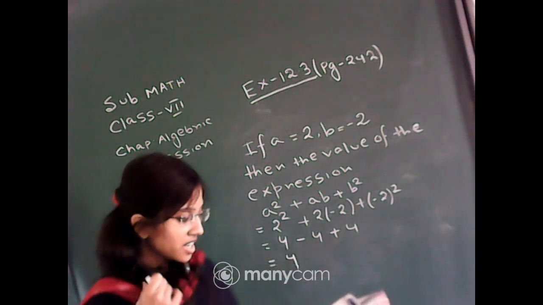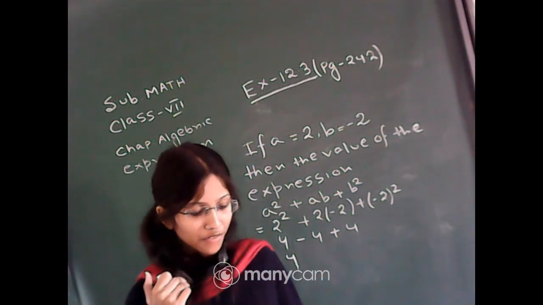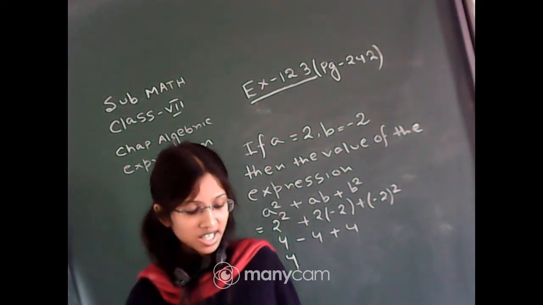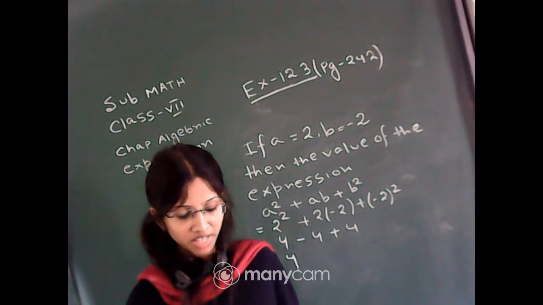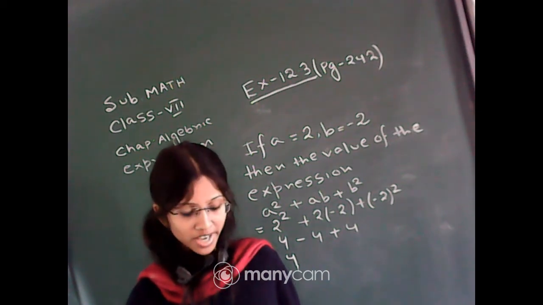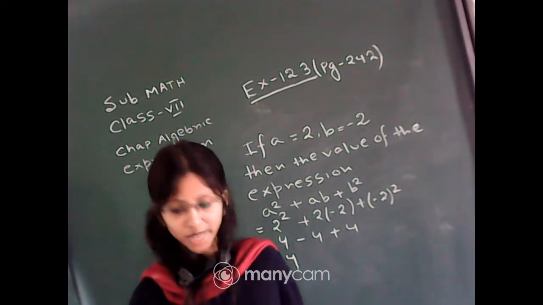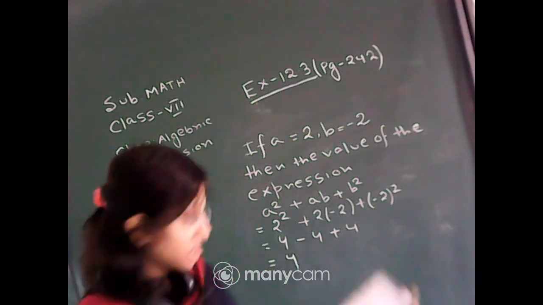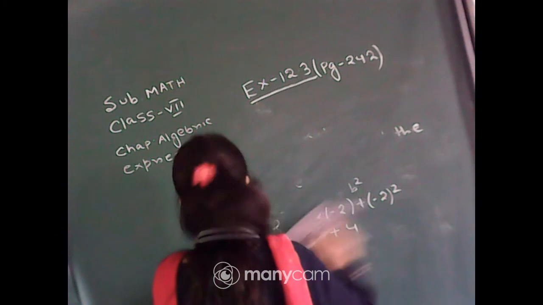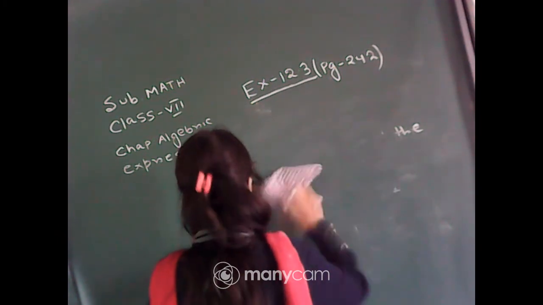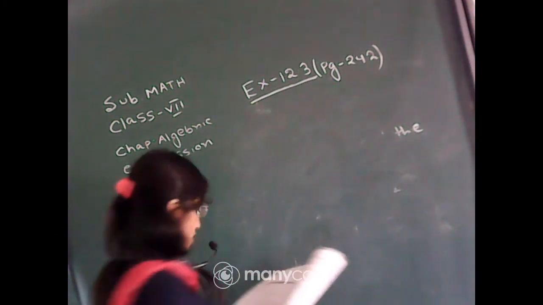Next, question number 5, 3. When a is equal to 0, b is equal to minus 1, find the value of the expression 2a square b plus 2ab square plus ab. We have to find the value of the expression when a is equal to 0 and b is equal to minus 1.